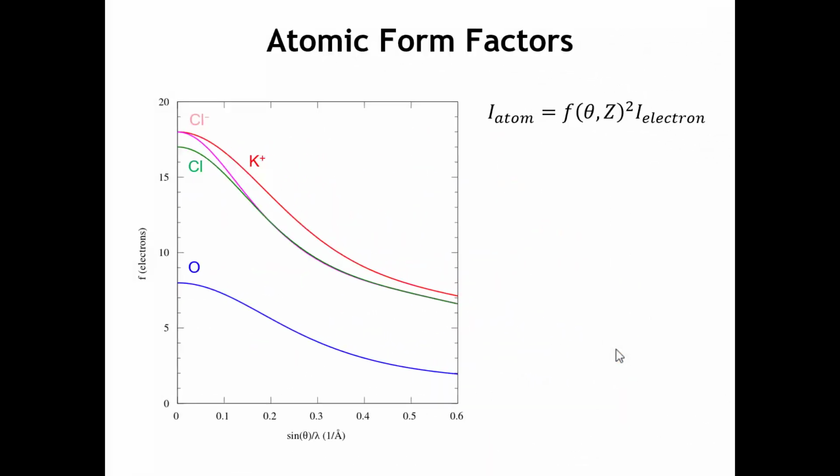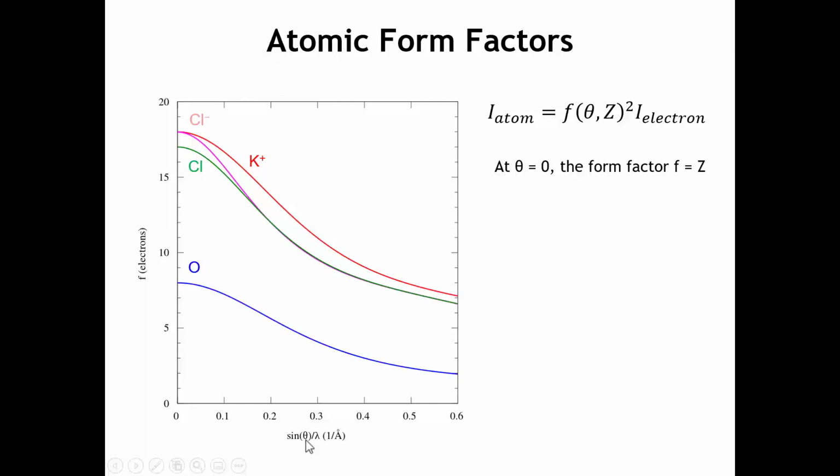So the atomic form factor for a given atom, actually there's quite a few terms in the function, I'm not going to give it all here, but it's going to be that function squared, this is the form factor, times the intensity of scattering from a single electron. And here I've plotted the form factors of a few different atoms and ions. The x-axis here is sine theta divided by lambda, lambda being the wavelength of the radiation.